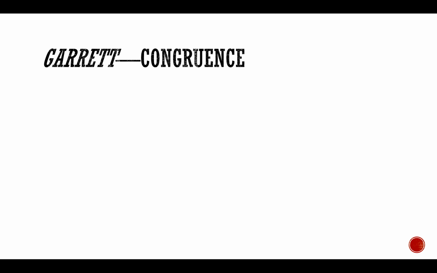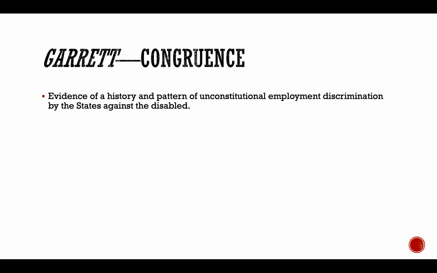Is there, as the court asks in the very first sentence of part 3, evidence of a history and pattern of unconstitutional employment discrimination by the states against the disabled? The court goes on to say in that same paragraph, the legislative record of the ADA, however, simply fails to show that Congress did in fact identify a pattern of irrational state discrimination in employment against the disabled.